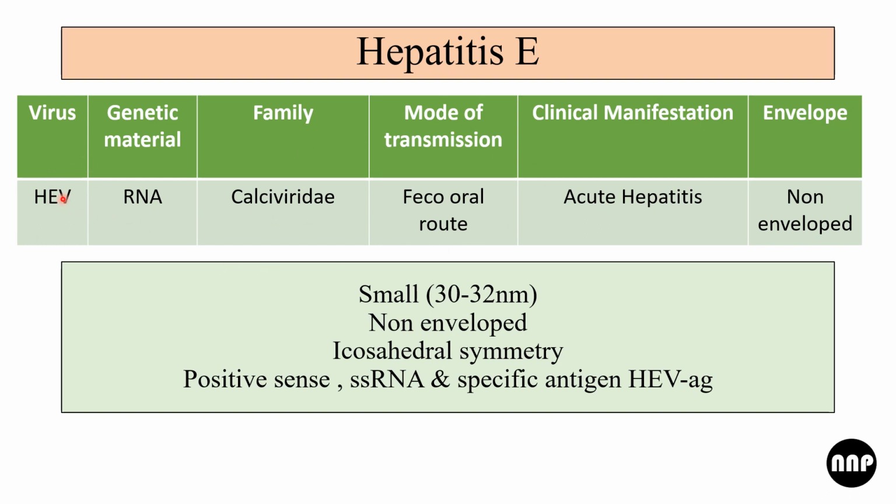The virus name is hepatitis E virus. The genetic material is RNA, which is an important point. It belongs to family Calciviridae. Mode of transmission is fecal-oral route. The clinical manifestation is acute hepatitis, and it is a non-enveloped virus. We'll read a little detail about the clinical manifestation.